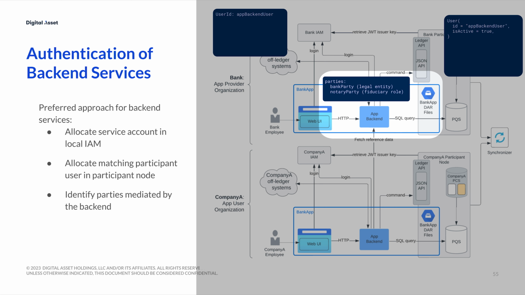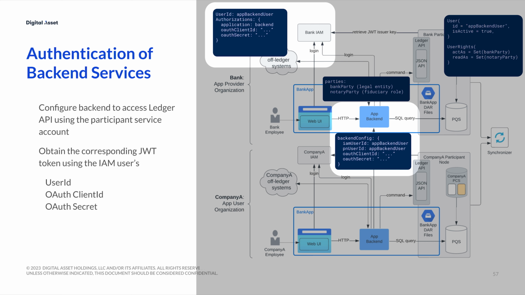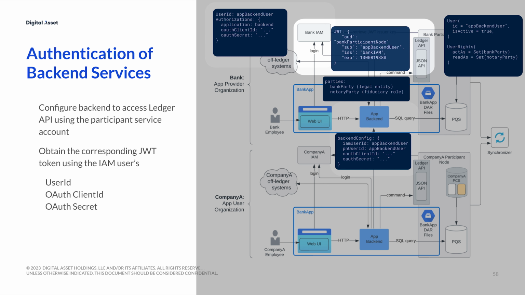Note that while the example here shows two parties being used to represent the bank, this will often be only a single party. And allocate to the participant user read as and act as rights for each of the mediated parties. Finally, configure the backend to use the service account's user ID, OAuth client ID, and OAuth secret, and use those credentials when acquiring the JWT token required to access the Ledger API.